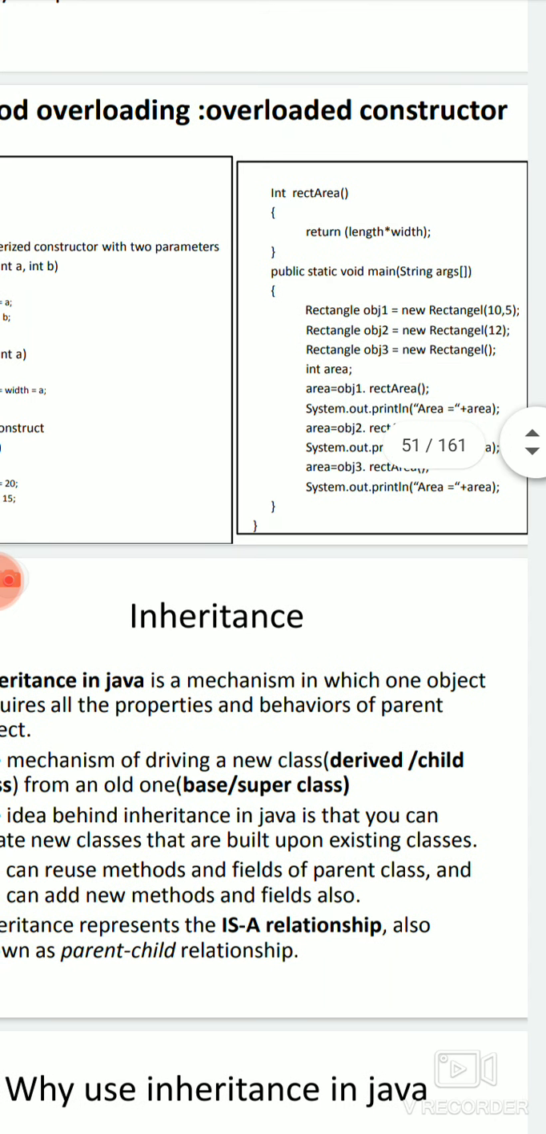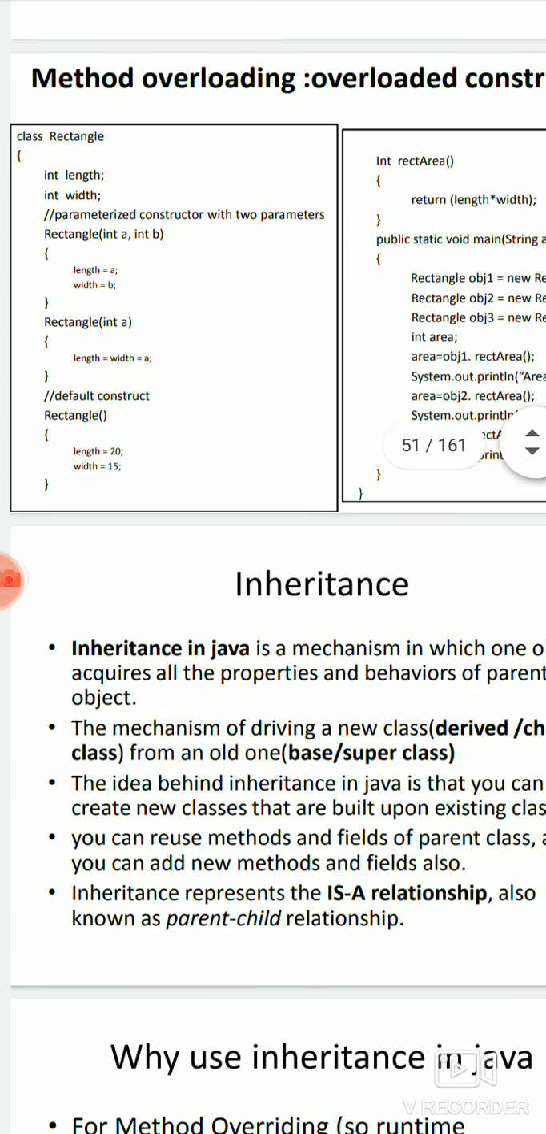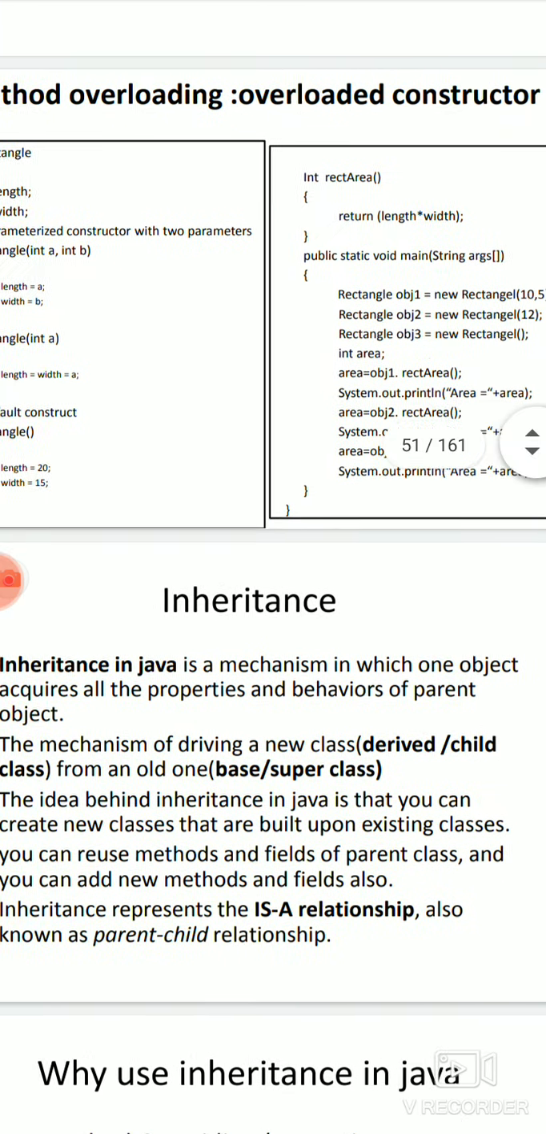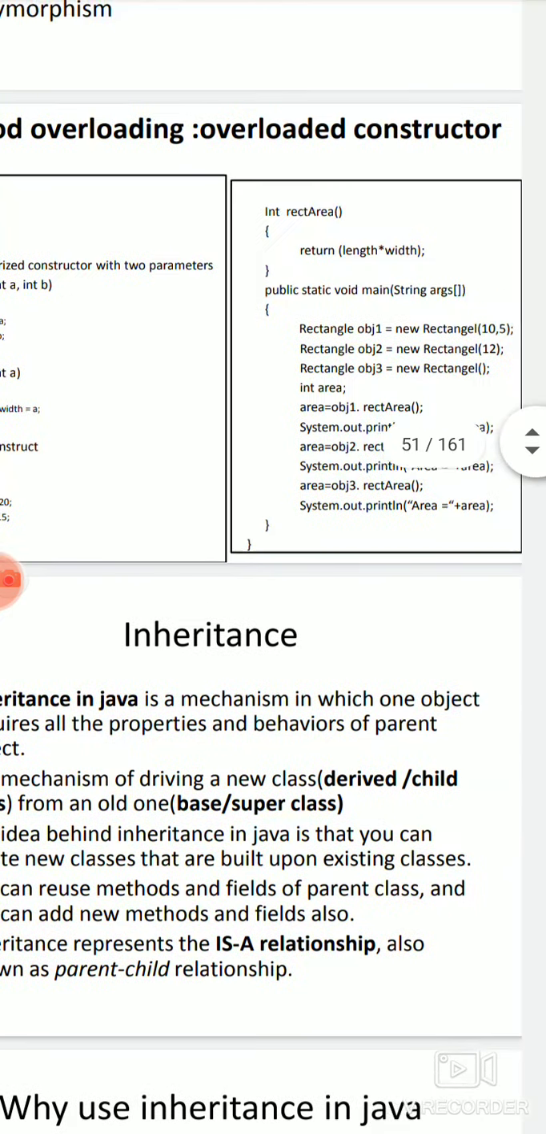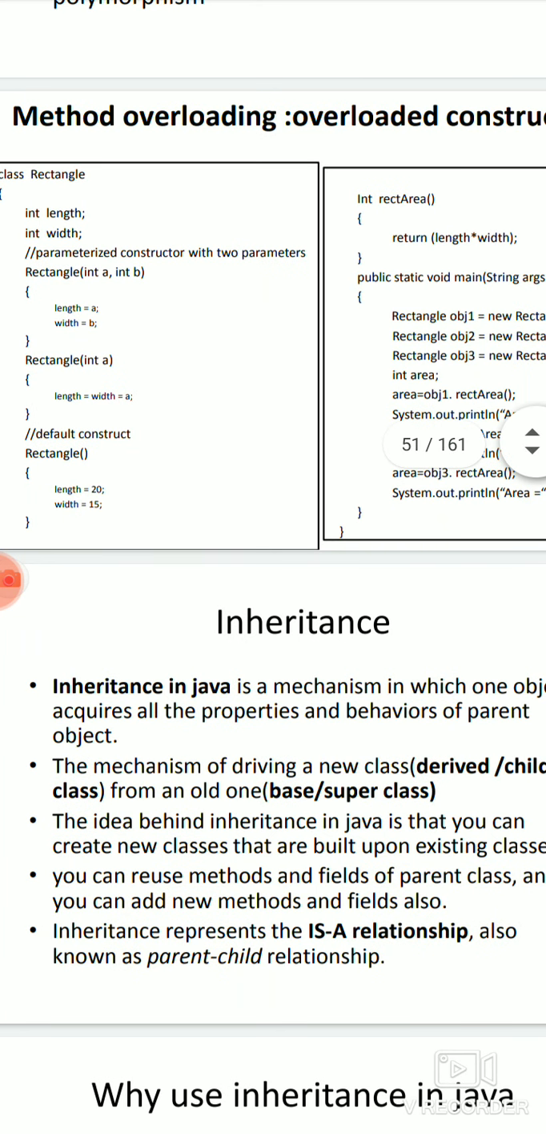This call is having two parameters. So the Java program will look up how many parameters are inside each constructor. The first constructor has two parameters, so it will map to this particular constructor. Automatically 10 will be given to int a, and 5 will be given to int b. So length is equal to a into b, so length is 10 and width is equal to 5.